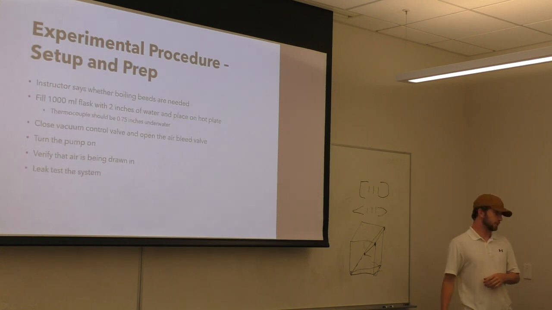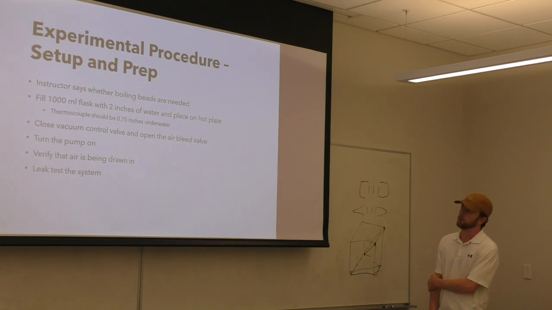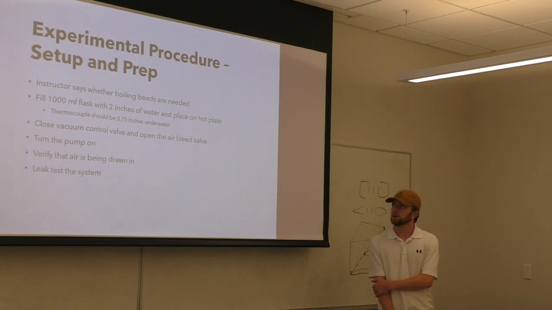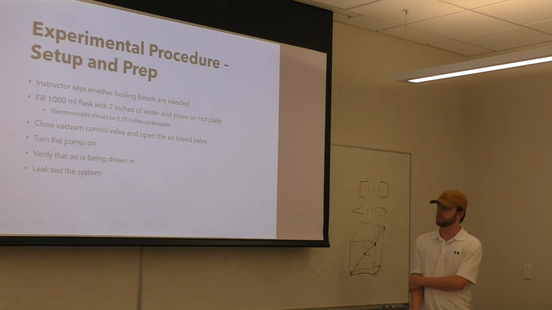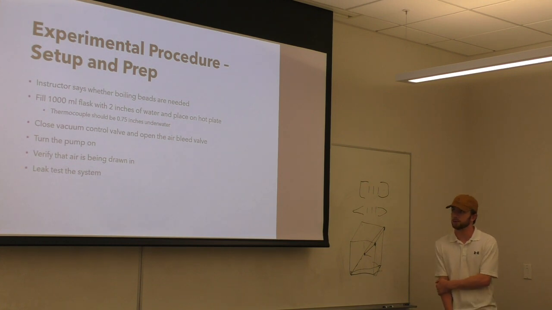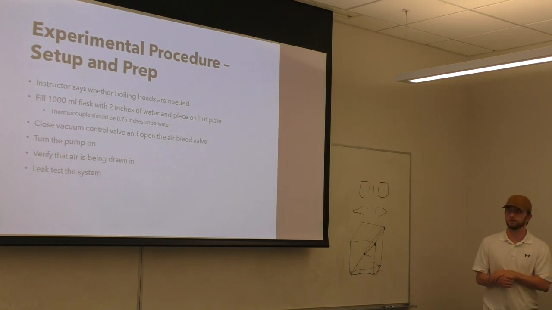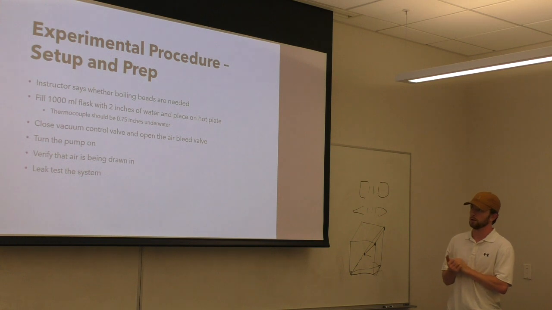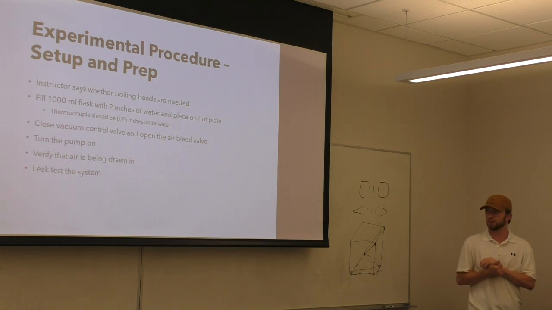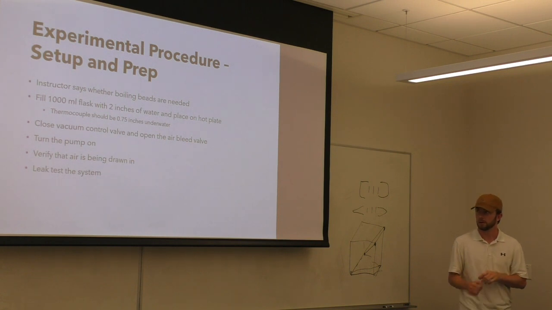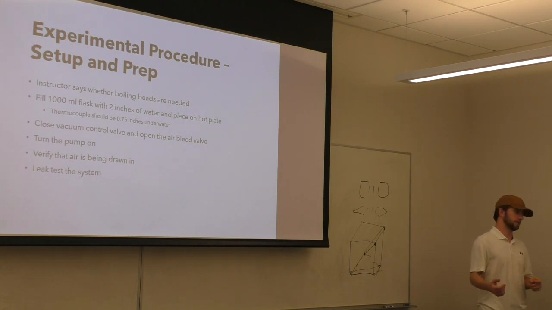The experimental procedure, setup and prep. The instructor is going to tell you whether boiling beads are needed or not, and you're going to fill that 1,000 milliliter flask with 2 inches of water and place it on the hot plate with the thermocouple about 0.75 inches under the water. Close the vacuum control valve and open the air bleed valve, turn the pump on, verify that the air is being drawn in, and then leak test the system, which the manual goes into more detail on.